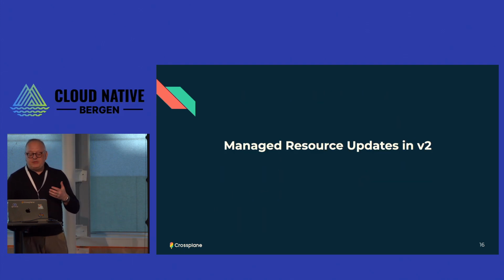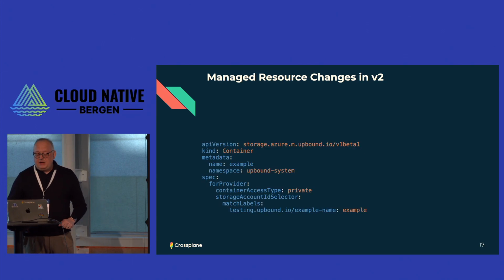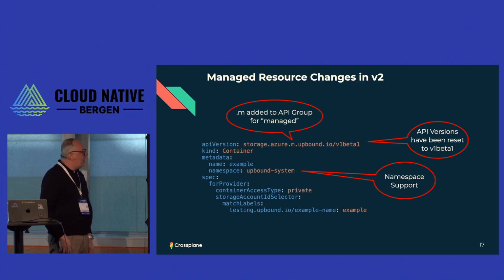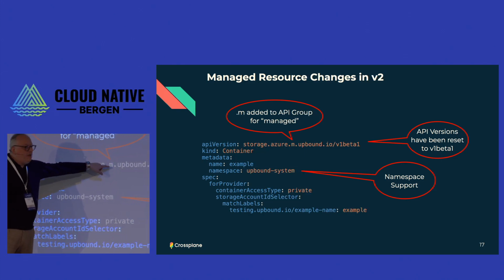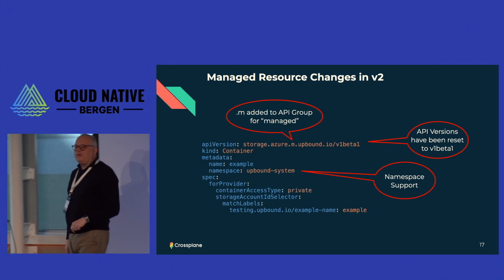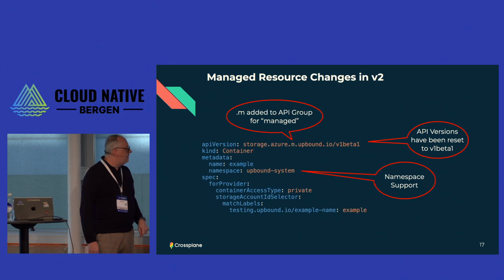And so I'm going to talk about managed resource updates, what's changed. This is going to be a little technical, so hopefully I won't go too deep. The first thing is API groups now have this little m here. As soon as you see this, you know this is namespaced. This is the convention for all Crossplane resources, so keep this in mind.